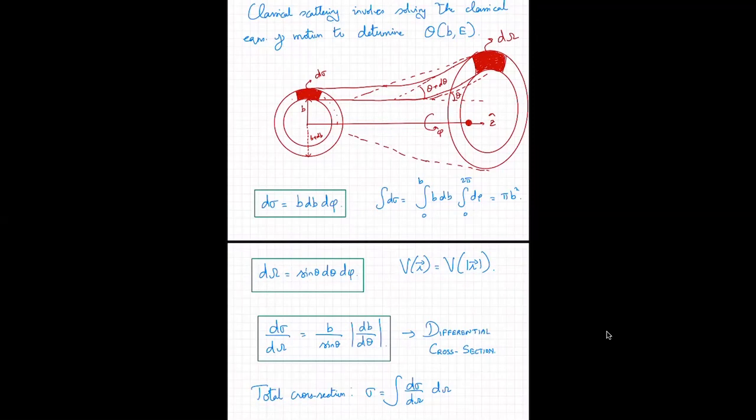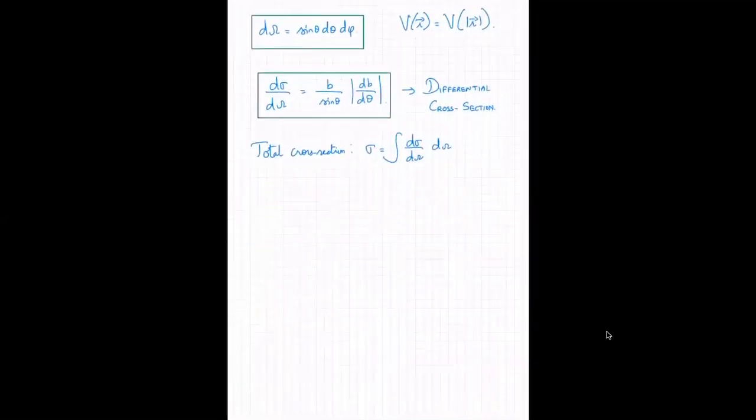The differential cross-section is a measure of the amount of particles that are scattered away in some solid angle dΩ to the amount of particles that are incident on some small area dσ. So this is the physical picture behind the classical scattering theory.